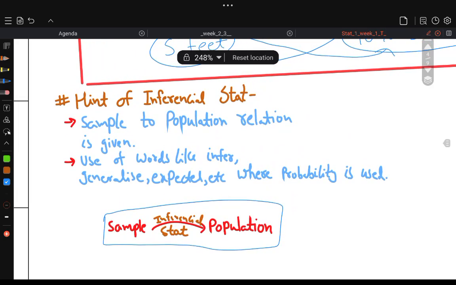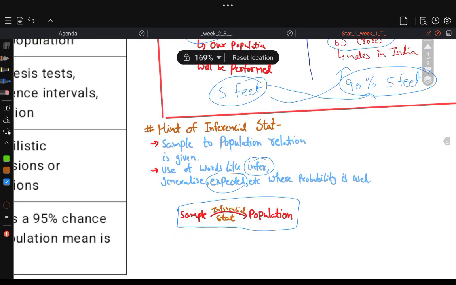So a hint for inferential stat is that a sample to population relation is given, or uses of words like infer. What do you infer from this data? So it is inferential data. Generalize, expected: what is the expected height of male? So it will be an inference that we are drawing about the population based on the sample. So it comes under the inferential statistics.